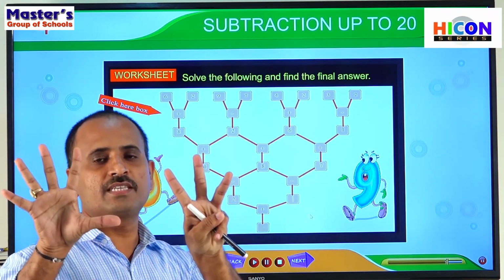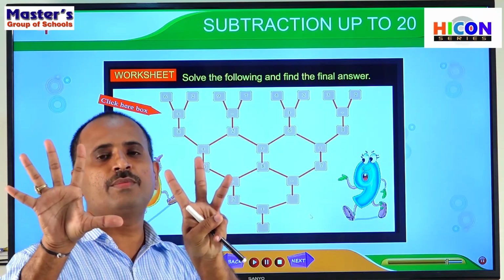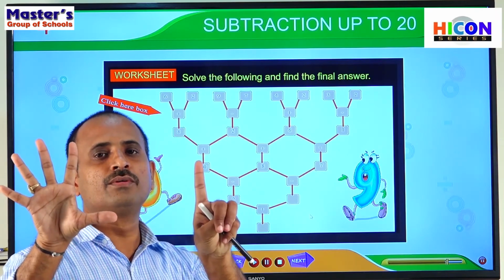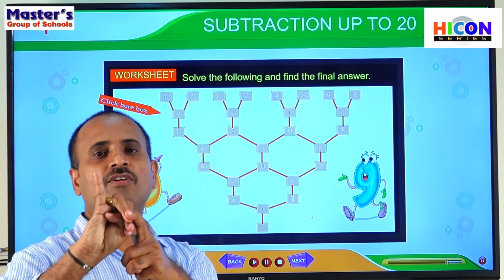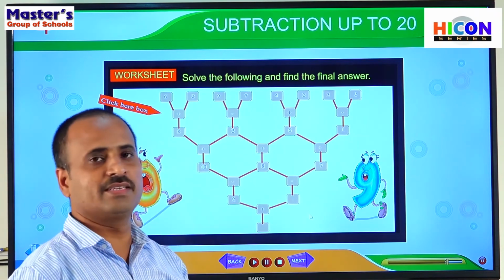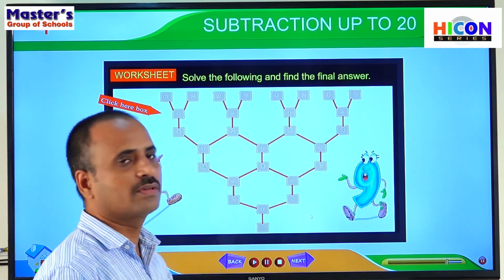And the second number is 7. So close 7 fingers among these 8 fingers. 1, 2, 3, 4, 5, 6, 7. So children, how many fingers are left? 1 finger is left here. So write 1 in this box.